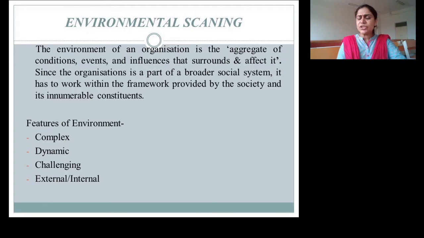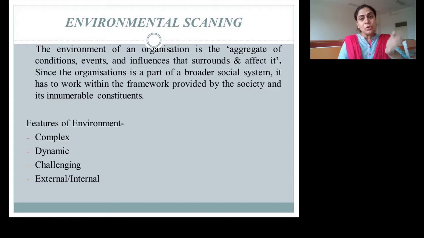So, an organization is always affected by the people, the culture, the vision and mission of the company, and these are the events that influence, surround and affect the organization. Since we have already discussed this, organization is a very small part of a broader social system. So it is compelled to work within the interface of this society only and follow all the innumerable constituents of it.